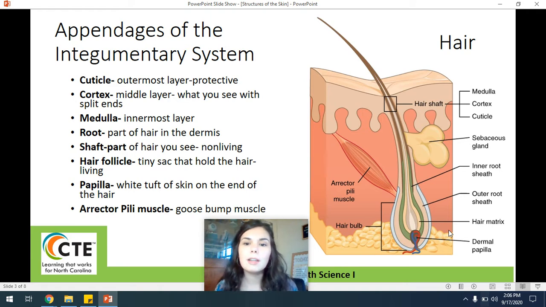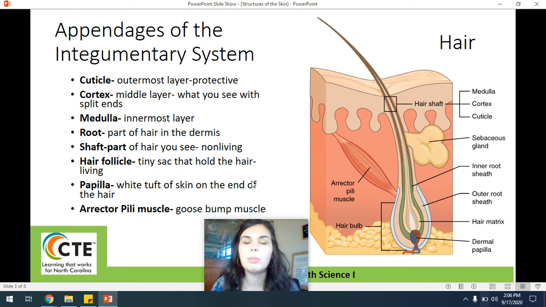And then your erector pili muscle is actually this diagonal muscle here on the screen. I don't know if you can see it. There you go. And this is an angle. So it's an angular muscle that attaches to the skin and to the hair. And when it is stimulated, it's sensitive to things like cold and pain and fear and all kinds of different emotions. And basically, when that erector pili muscle contracts, it pulls your hair up and causes that goosebump effect.